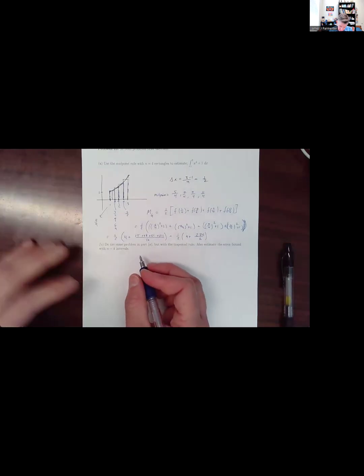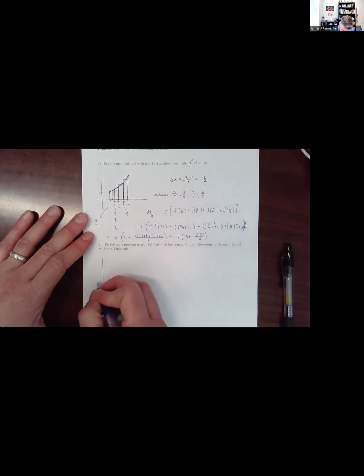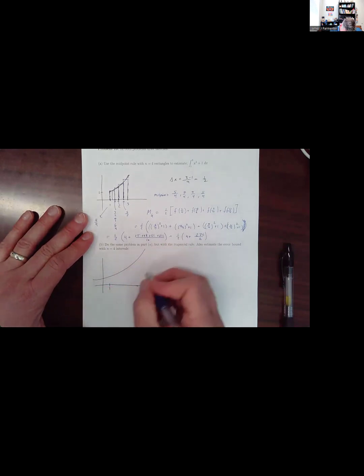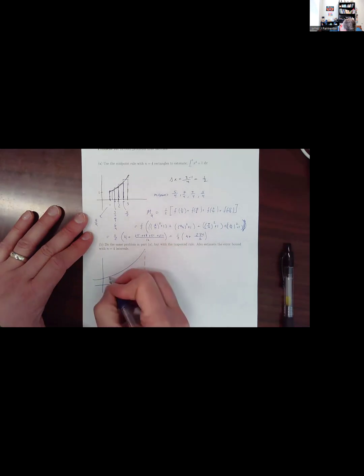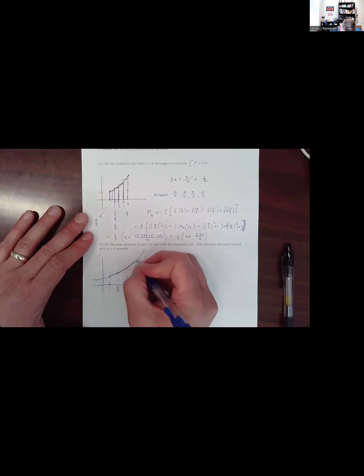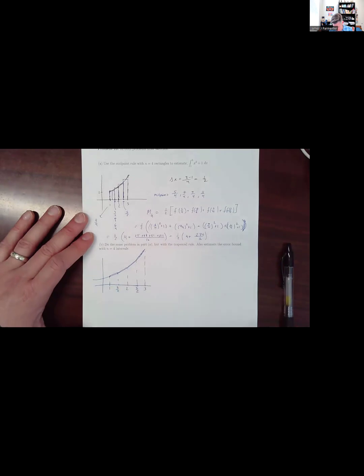Same problem with trapezoid rule. So I'm going to draw a picture again. I'm going to try and make it look a little bit nicer this time. 1, 3, same kind of function, and then everything is in 1/2 intervals. There's 3/2, there's 2, there's 5/2. Then we're drawing trapezoids. So trapezoids to me never look good. I always feel like they're too close to what the function looks like.